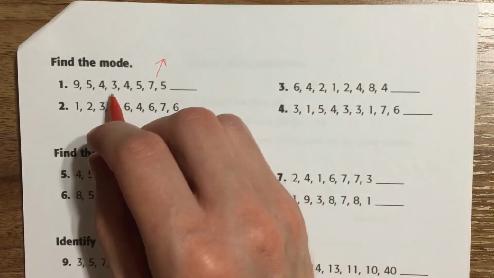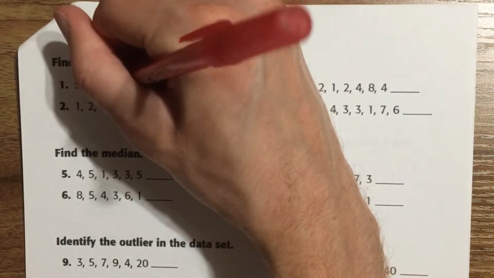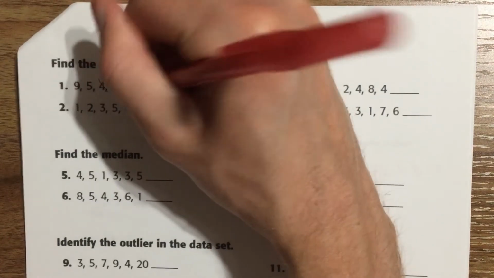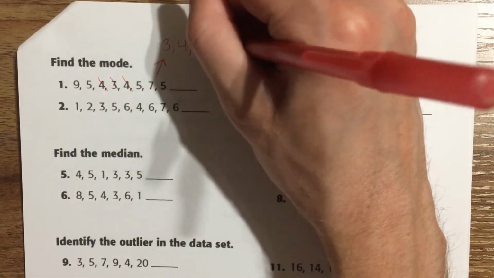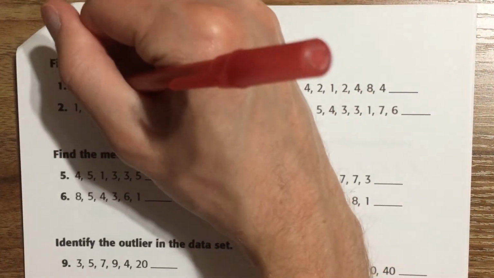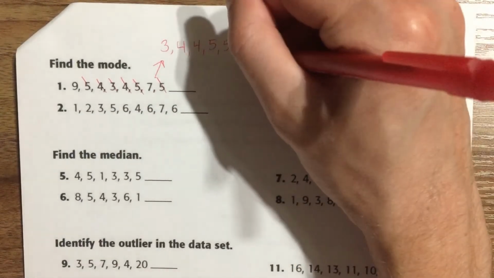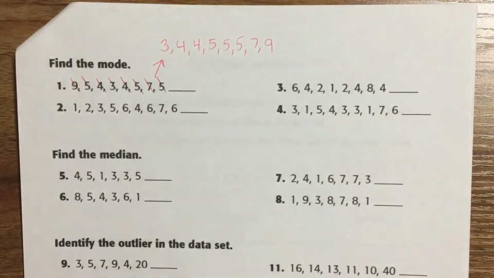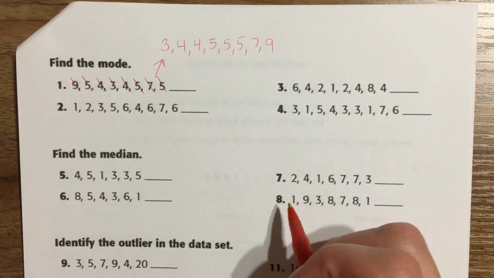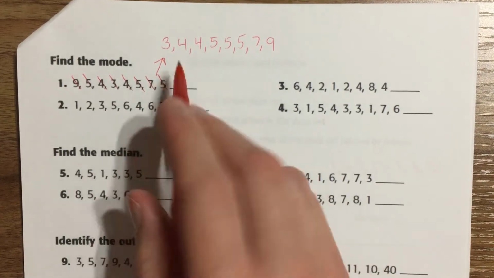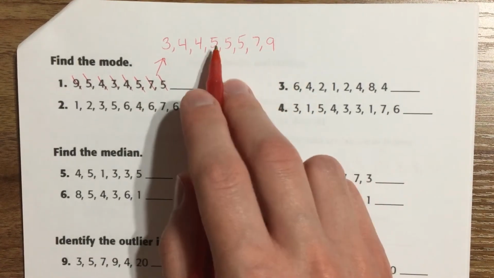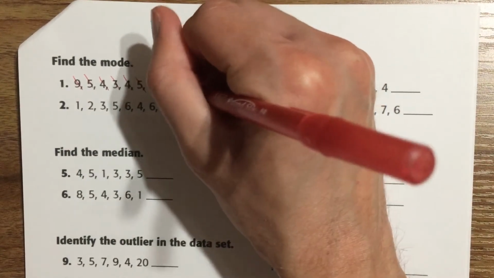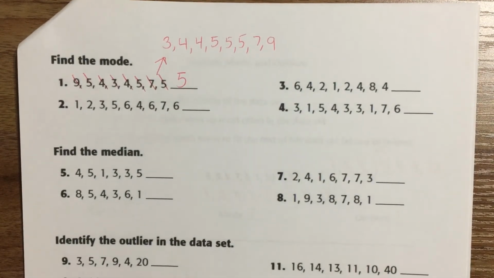We do have a 3. We've got 1, 2 4s. Cross off the 4s. We got 1, 2, 3 5s. We have a 7. And we have a 9. Cross that one off as well. In this case, we are just looking for the mode. So we are just looking at which number shows up the most often. In all of these, we have 1 three, 2 4s, but we have 3 5s. 5 shows up the most often, therefore our mode is 5.